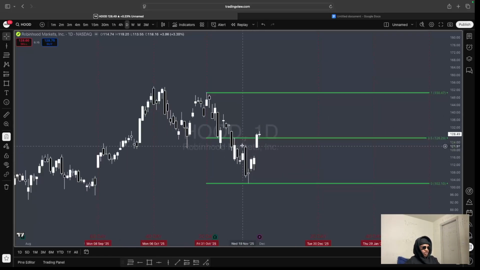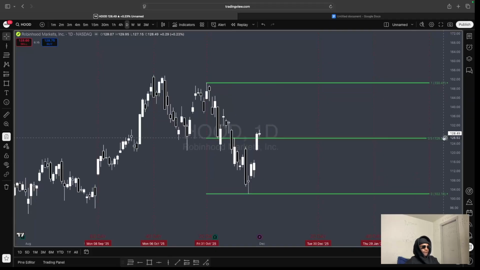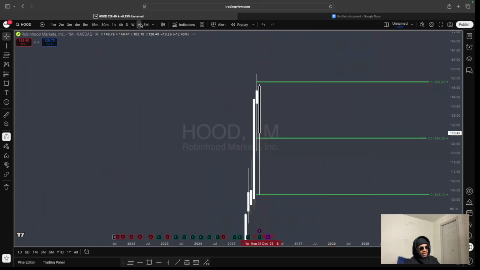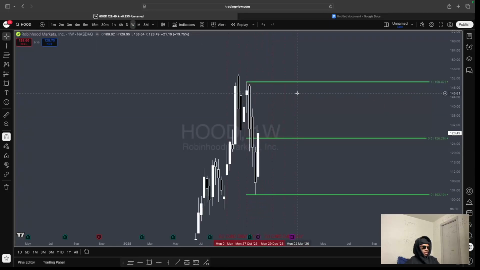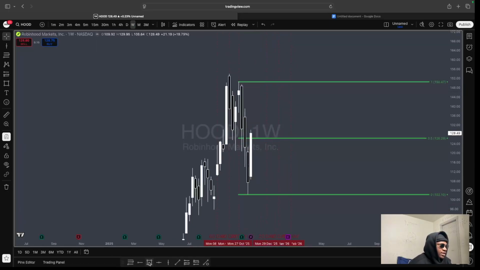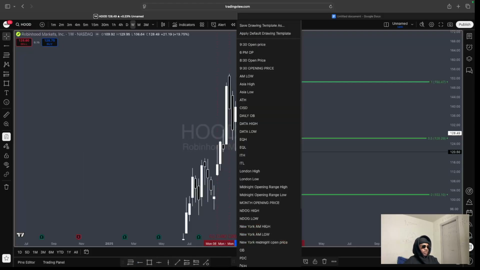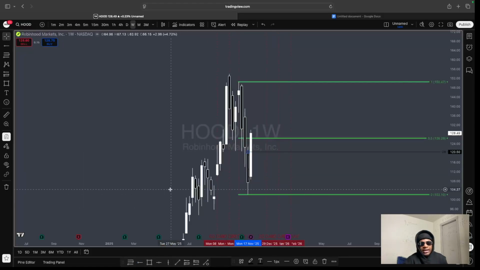I like this market structure shift it had right here. We got a good little inverse, but let me glance at the monthly. One thing I like: we got this good change in state of delivery on Wednesday, so that automatically creates an order block, right?